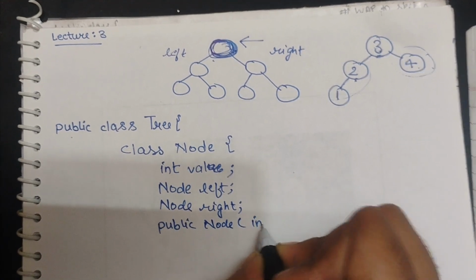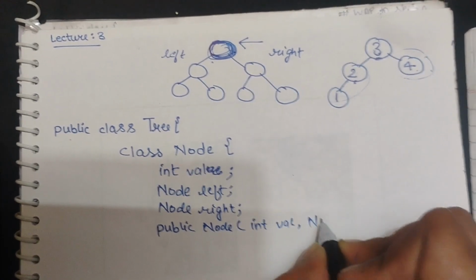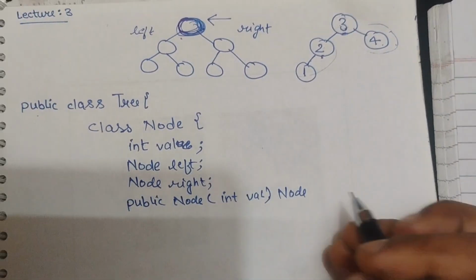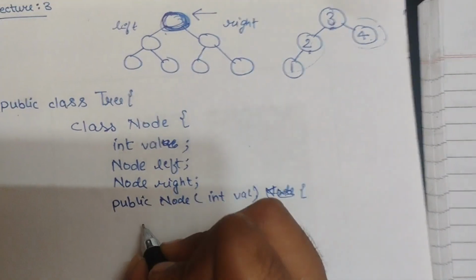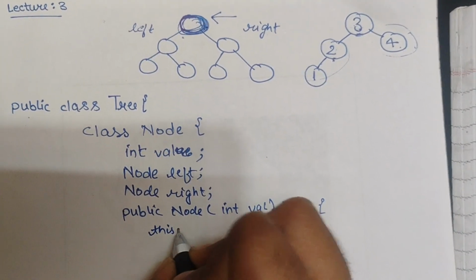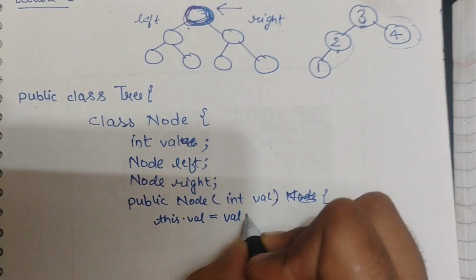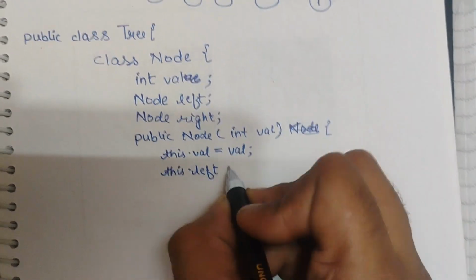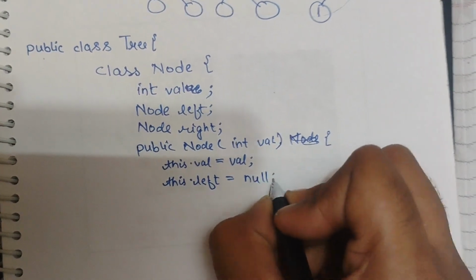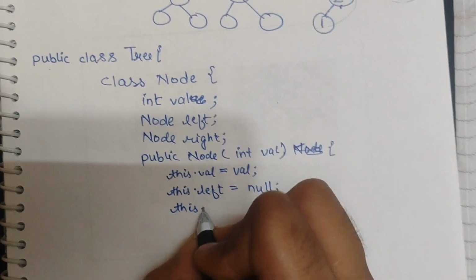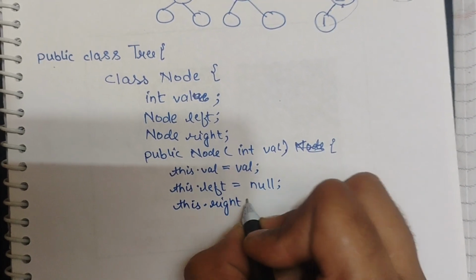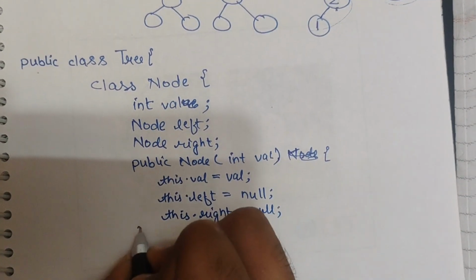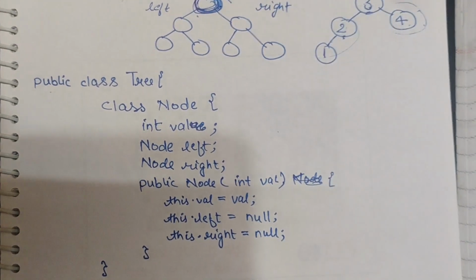Then we'll make a constructor, we'll make this public node, then pass the data members. In this constructor we'll take only the value, and later on we'll assign. So this dot val equals val, this dot left equals null. Initially we'll make the left and right child null, treating it as an isolated node or the leaf node. Now we'll close this as well.